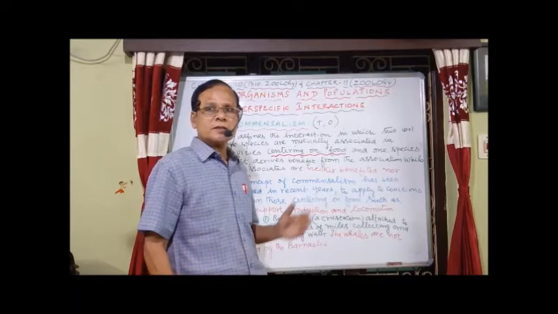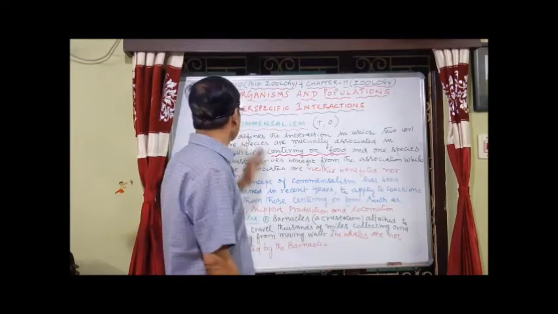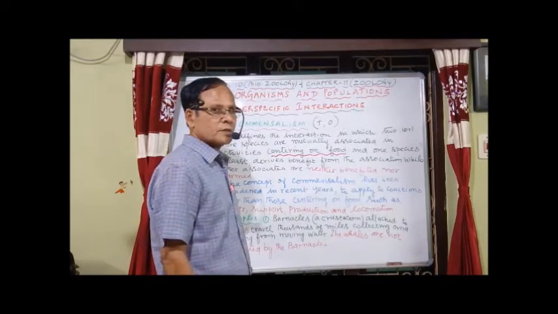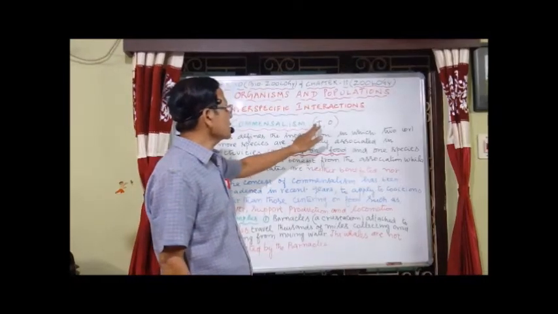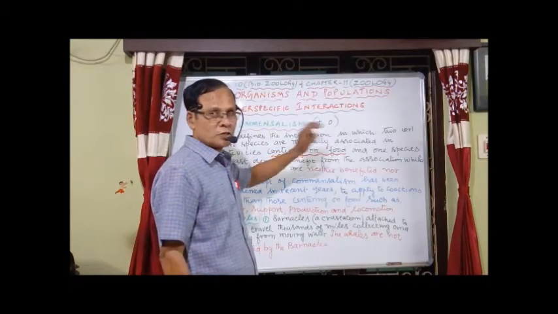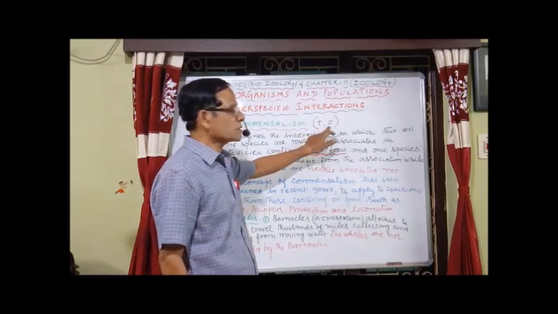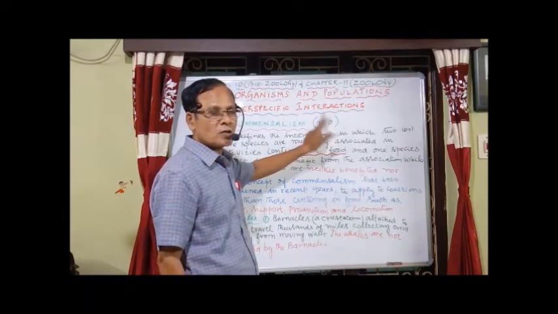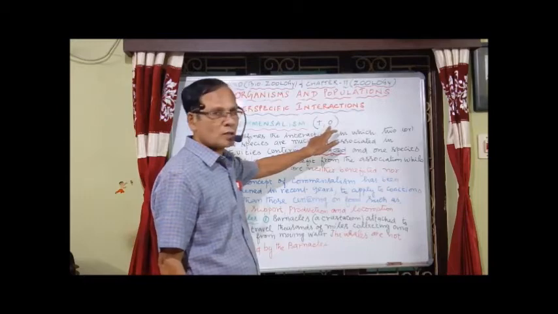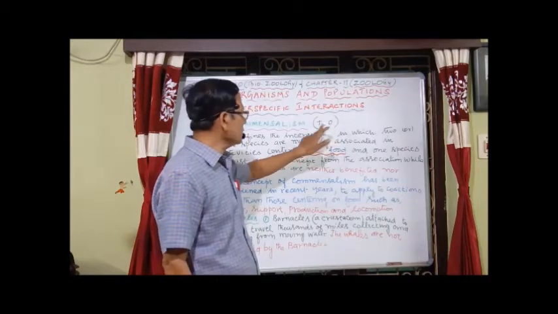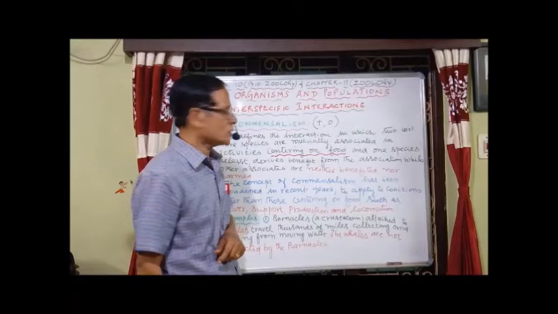Now the next interspecific association is commensalism. I am putting the symbols: for partner A plus, and for partner B zero. So this organism gets benefited, and this organism is neither benefited nor harmed. There is no benefit or loss for this organism. Benefit is for only one organism.